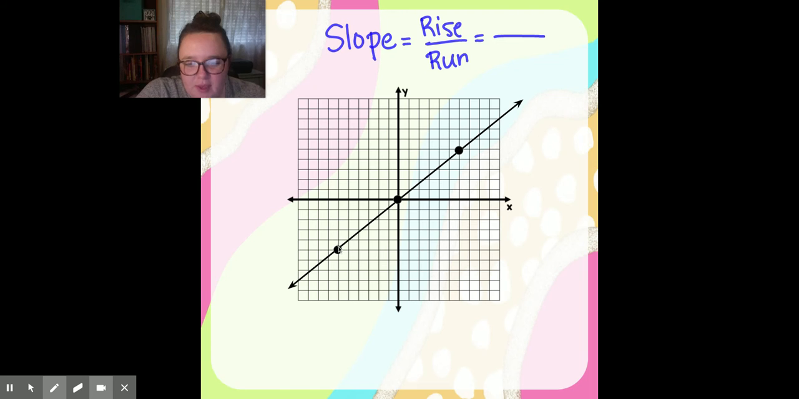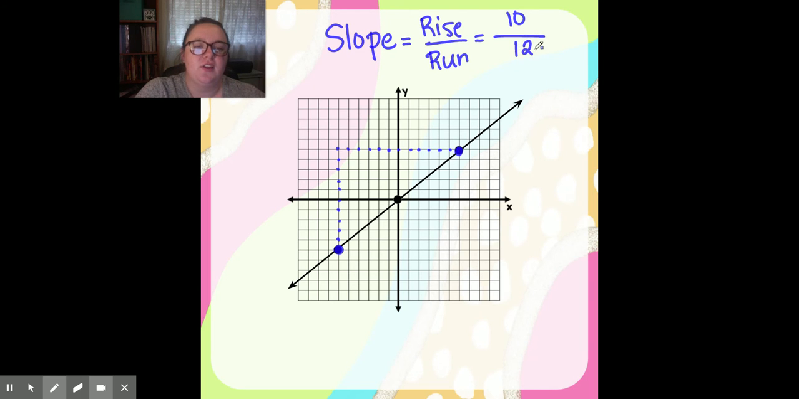Okay, so I'm going to pick this point and I'm going to pick this point way up here, right? You could have picked the middle one. That's okay. I just picked the other 2. It doesn't matter which ones. Rise 1, 2, 3, 4, 5, 6, 7, 8, 9, 10. Rise 10, and I run 1, 2, 3, 4, 5, 6, 7, 8, 9, 10, 11, 12.